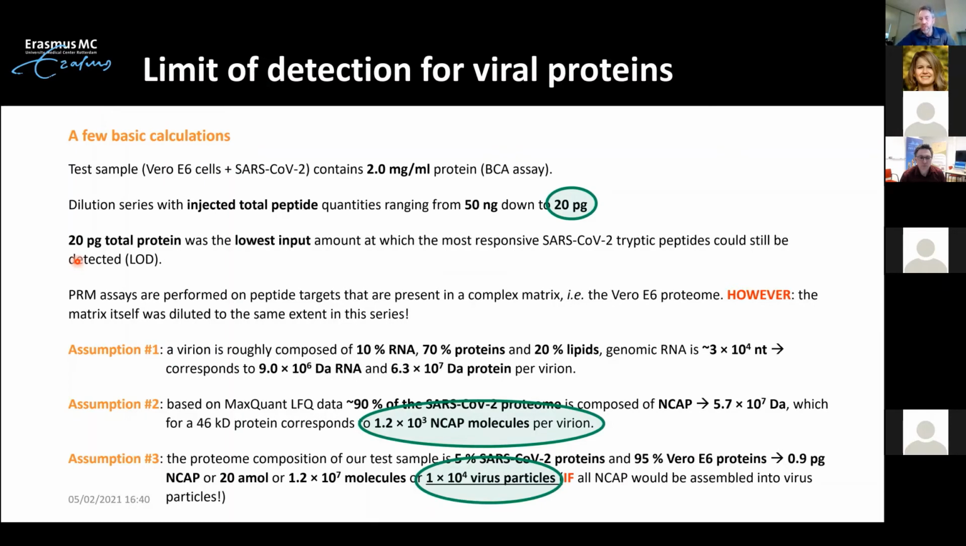So first, the composition of an RNA-based virus here. And then the assumption that about 90% of the SARS-CoV-2 proteome is nucleocapsid. So that would be over 1,000 copies per virus particle. And then the lower detection limit would be in this case about 10,000 virus particles in a sample. There are clearly a few big ifs here, and this should be considered no more than just a ballpark figure.